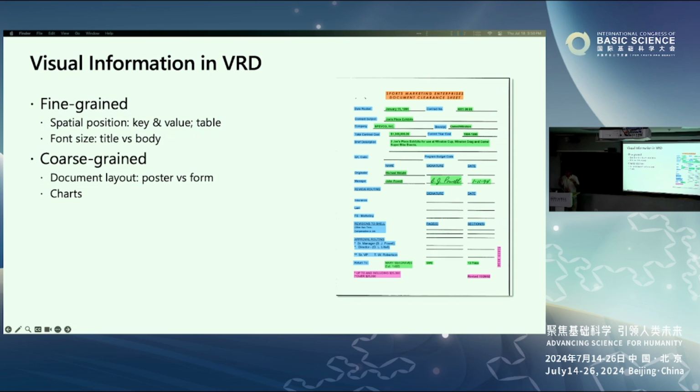Another important level is coarse-grained. Sometimes if we want to do a task like classification, we don't have to read word by word. We can just see the whole overview of the document, which we call the document layout. For example, a poster and a form are quite different from each other, so it is very easy to classify these documents. Charts or images are also important features.